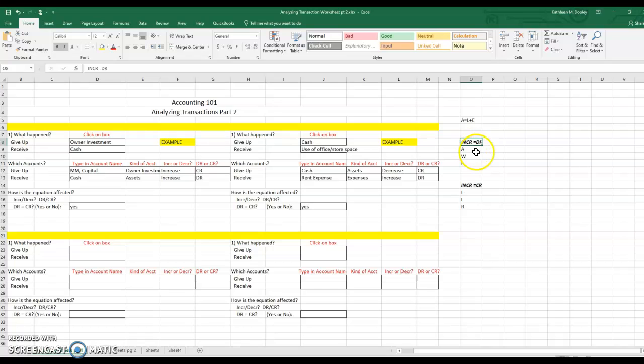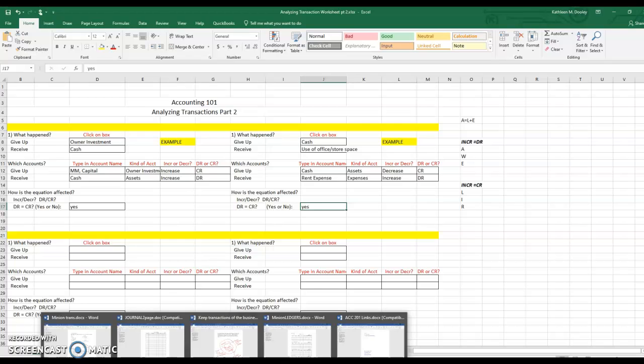and we asked ourselves, is it an increase? No, in this case it's a decrease, which is opposite. So we have to use the opposite of debit, which is credit. So we would put credit there. Now, do our debits equal our credits? I got one debit, one credit, so I put yes. Let's go to the third transaction.